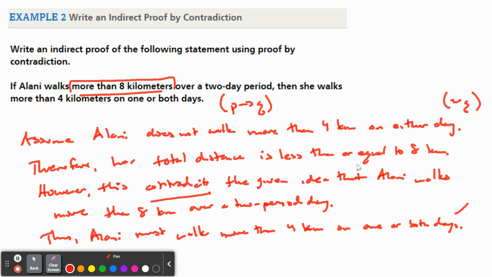So you assume the conclusion Q is not true. You contradict either the given or the conditional part P or some idea in geometry, and then you say, thus, the Q must be true. Proof by contradiction. Great.